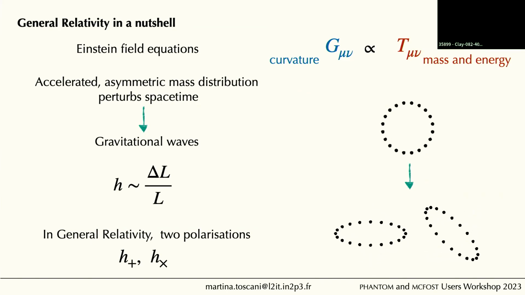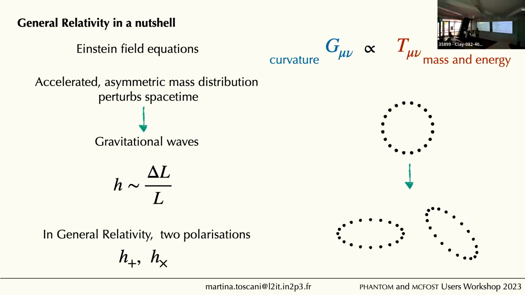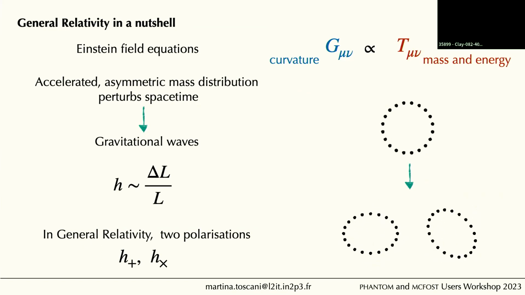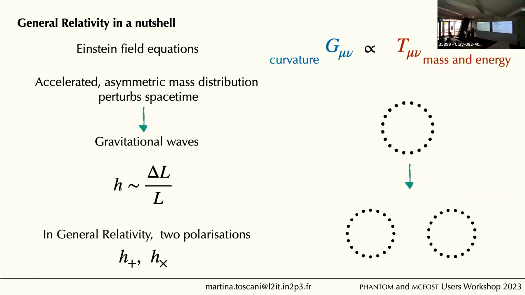As with light, gravitational waves are also polarized. And in GR, we expect two polarizations, the plus polarization and the cross polarization, that can be thought of as a different pattern of oscillation of a ring of test masses when a gravitational wave passes through them.